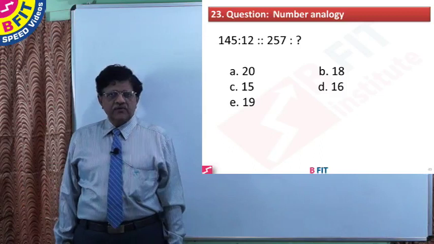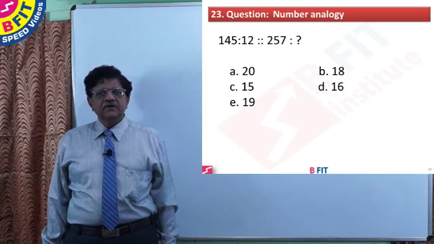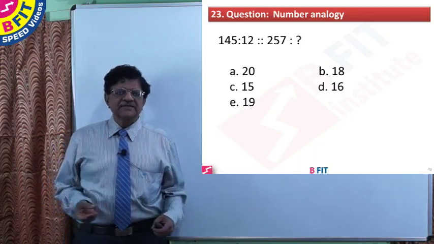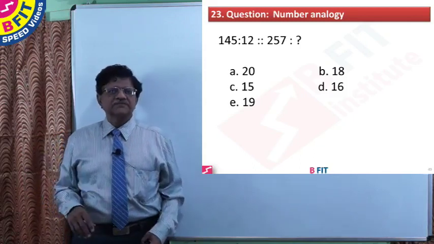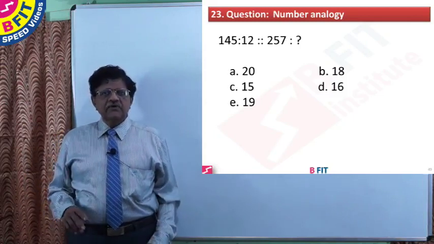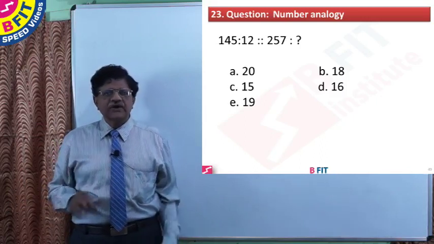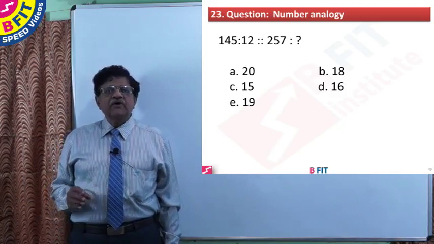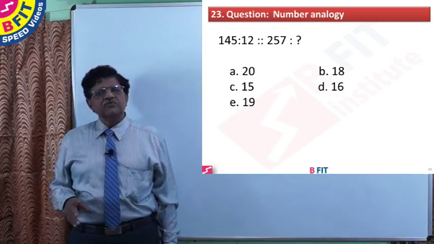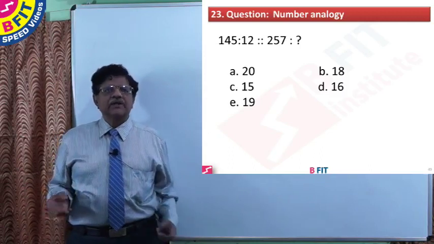Now let us look at this question number 23. 145 is to 12 is the same as 257 is to what? This is a fairly simple one because we wanted to start with a simple one so that we can understand the concept and apply it to more difficult ones. 145 is to 12, what is the connection? Now if you look at it, the square of 12 is 144. All of us know square of 12. Now 145 is the square of 12 plus 1. 144 plus 1 is 145. So the first number is the square of the second number plus 1.